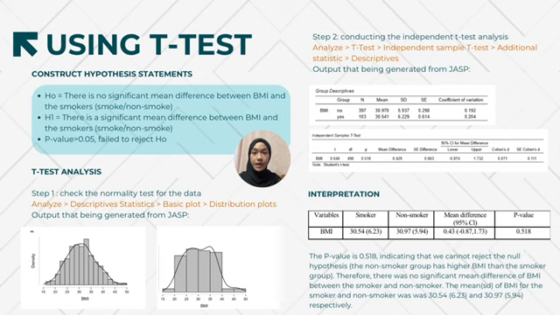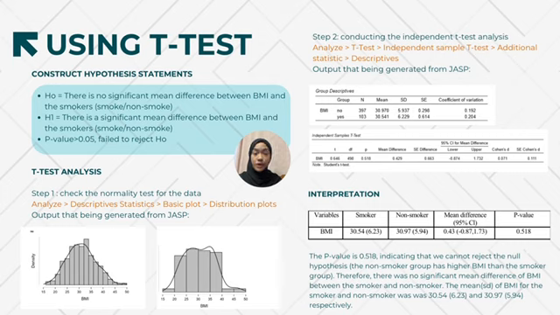The independent sample t-test produced a p-value of 0.518. Since this is greater than 0.05, we fail to reject the null hypothesis. This means the difference in BMI between the two groups is not statistically significant.